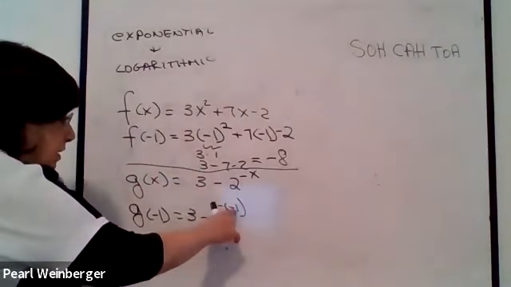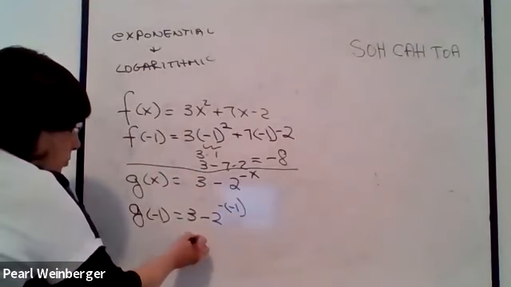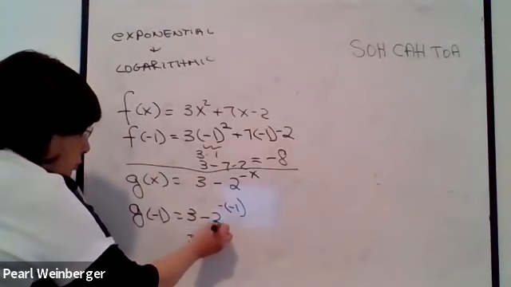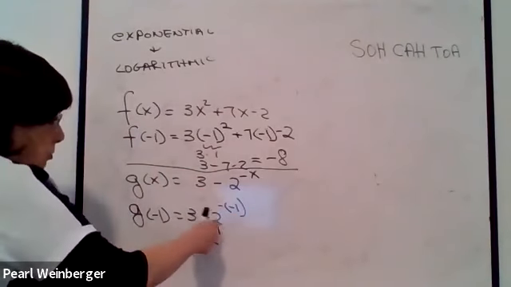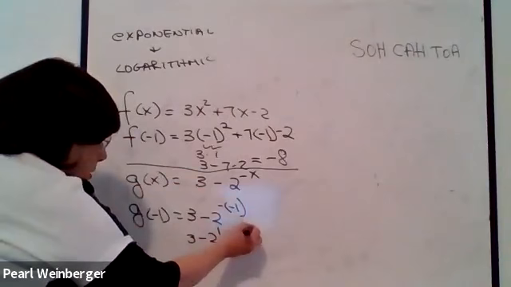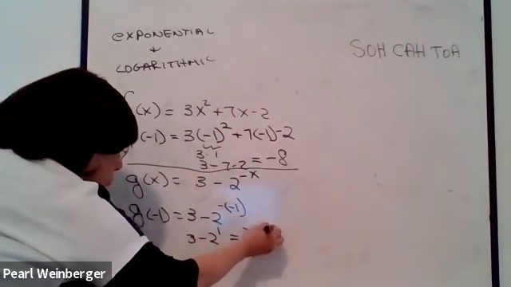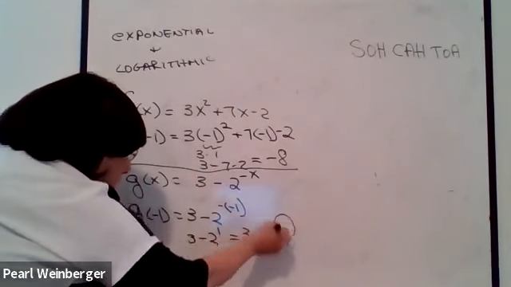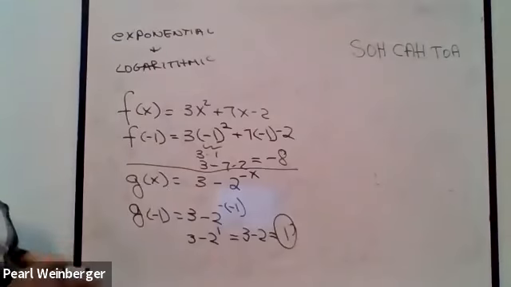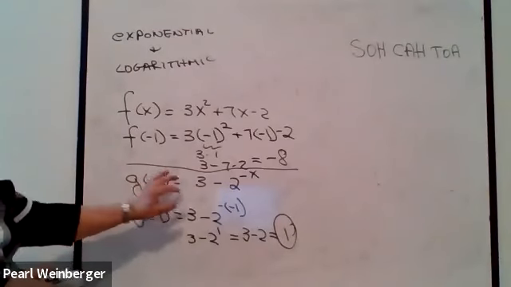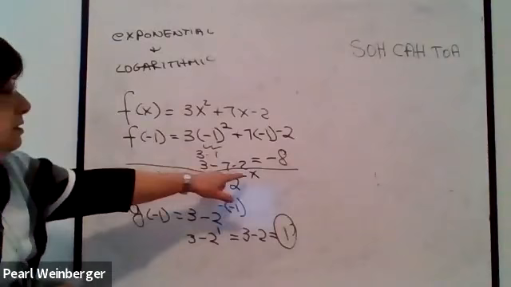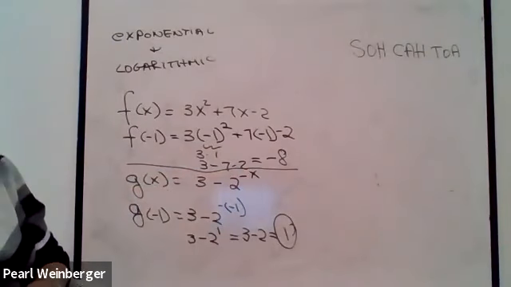Of course, negative and negative become positive. So this becomes 3 minus 2 to the 1 power, and 2 to the 1 power is just 2. So this becomes 3 minus 2, and my final answer comes out to be 1. But again, you have to replace the x, which in this case is going into the exponent.